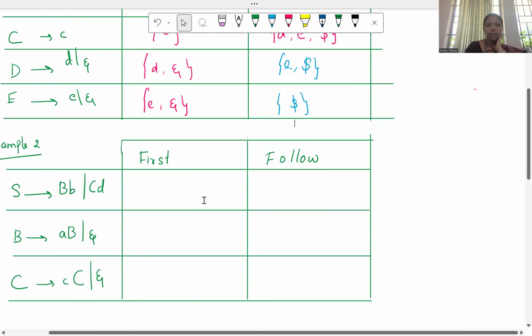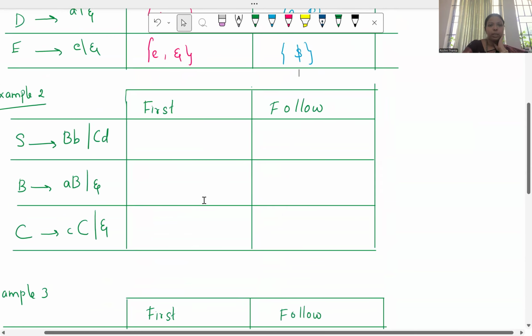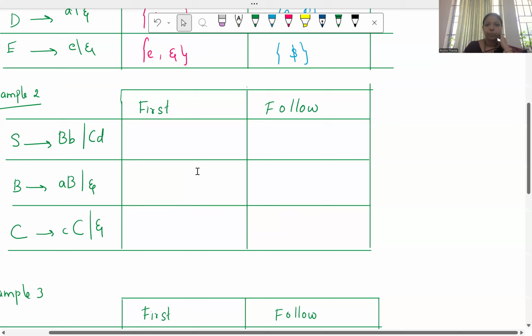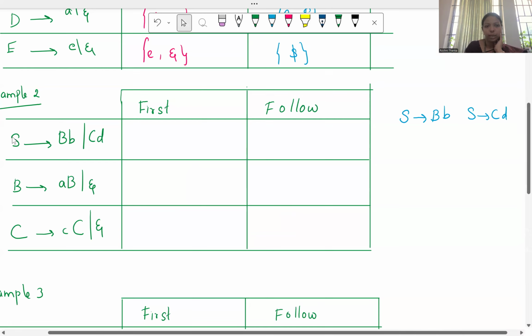Now let us take the second example and we'll discuss so that you will be a little more clear about how to find first and follow. So now, first we have to take the first symbol, non-terminal S. So here is the first of S. So let me write it again. S can be Bb, another S can be Cd. So S can be of two types. Two productions are there for S. Either S can be capital B, small b, or it can be capital C and d.